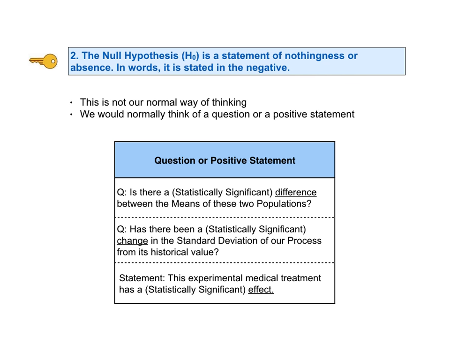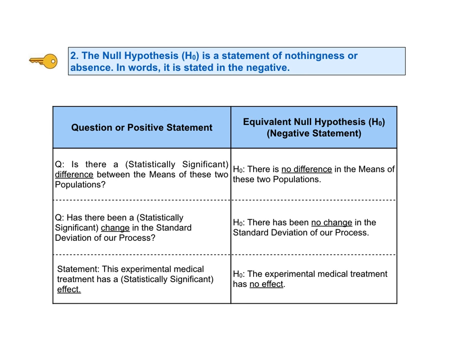Here are 3 examples. Is there a statistically significant difference between the means of these 2 populations? Or has there been a statistically significant change in the standard deviation of our process from its historical value? Or this experimental medical treatment has a statistically significant effect. Let's now state the opposite of the question or positive statement. This creates a negative statement that we can use as a null hypothesis.